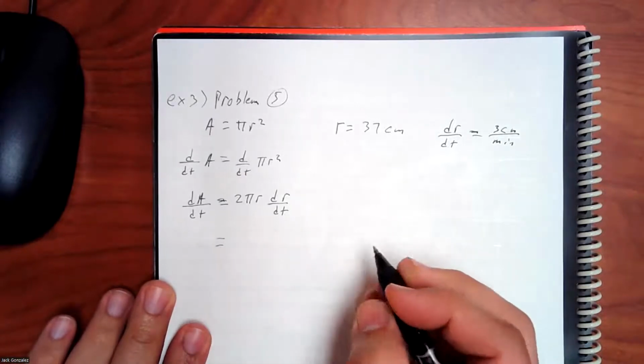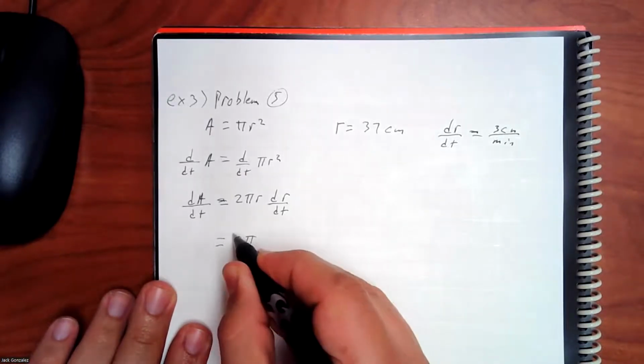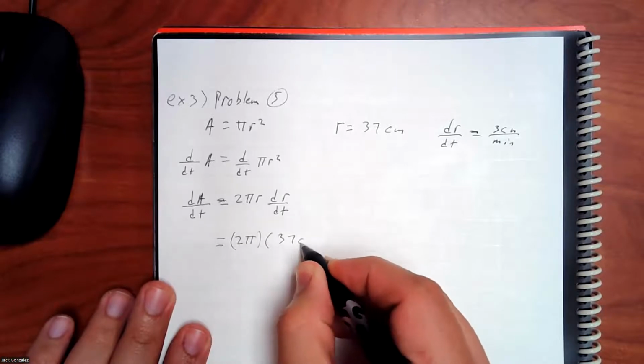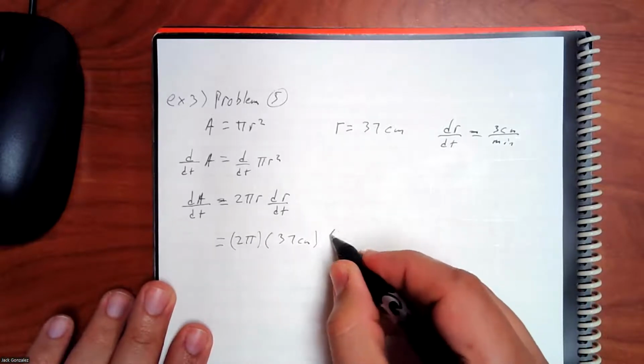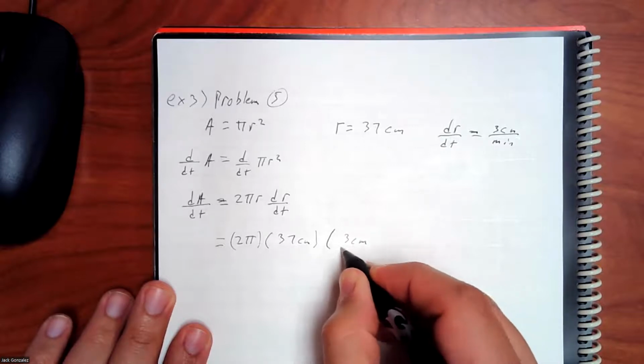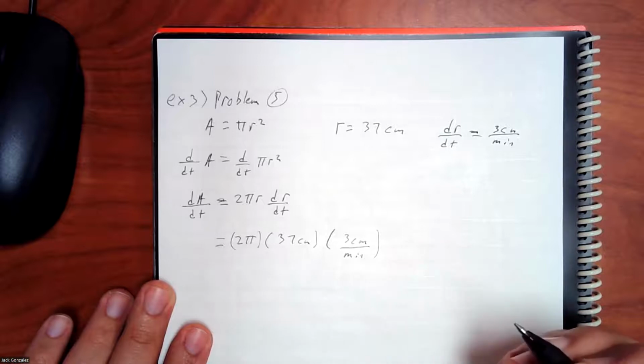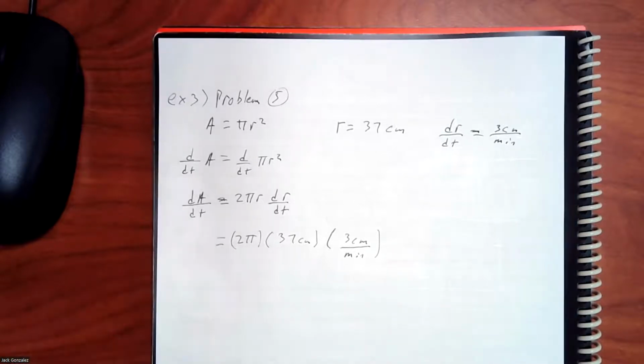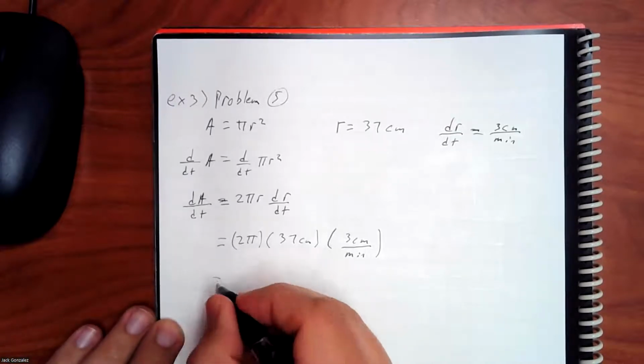So the change in area over time will simply be 2 pi times the r times the dr/dt. Did they want to keep it in pi or not? Yeah, we'll keep it in pi units. So what's 3 times 37 times 2? 222? 222.